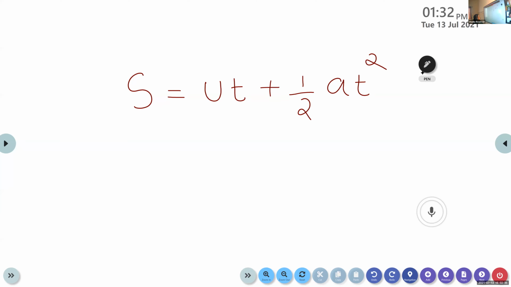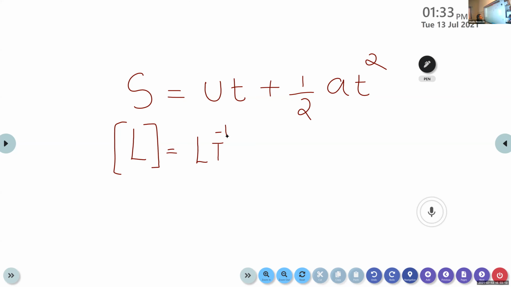Jyoti, here S represents displacement. What is the dimension of displacement? L. Very good. L is the dimension of displacement. So we get the dimension of LHS. Now we want to check whether it is satisfied with the dimension of each term present in the RHS. Valentina, what about the dimension of U? U is the initial velocity. What is the dimension of U? LT raised to -1.